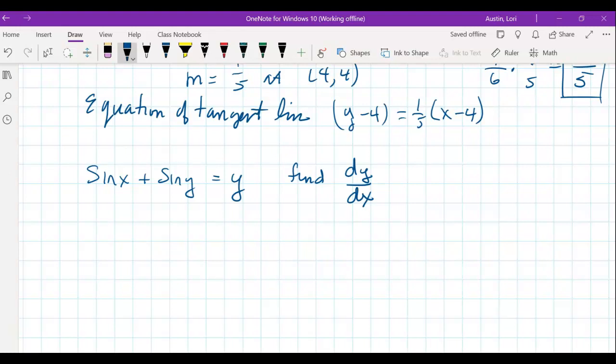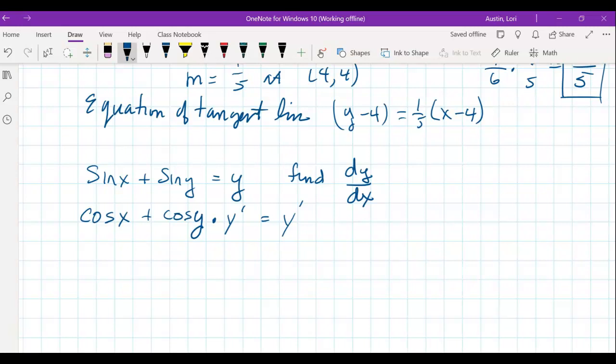All right, so you take the derivative of each piece with respect to x. Sine x just has an x in it. What's the derivative of sine x, everybody? Done. Sine y, I'm taking the derivative of something with a y in it. Keep that in mind. What's the derivative of sine again? It's going to be cosine y. But then I have to multiply it by y prime. What's the derivative of y? 1 times y prime.